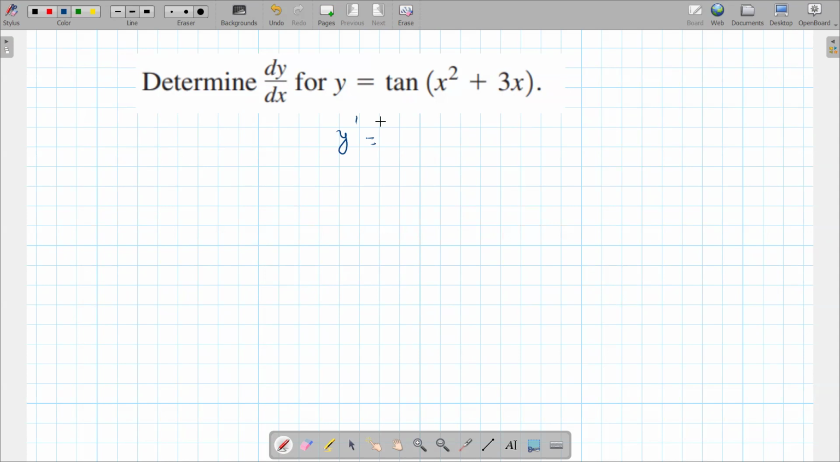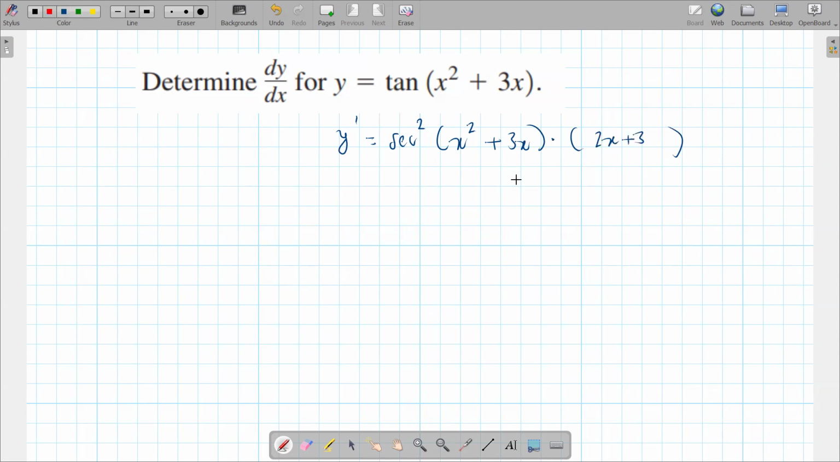It's going to be secant squared, or sec tan becomes secant squared, right? The angle does not change. And then you have to use the chain rule. What do we multiply this by? 2x plus 3. And we're done.